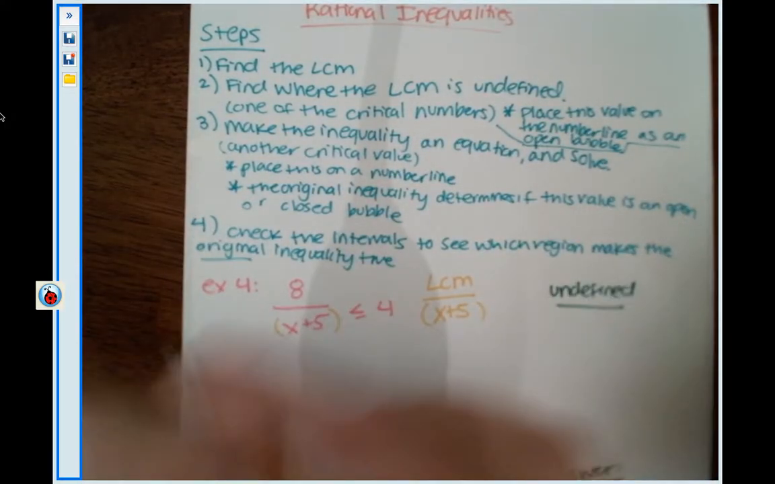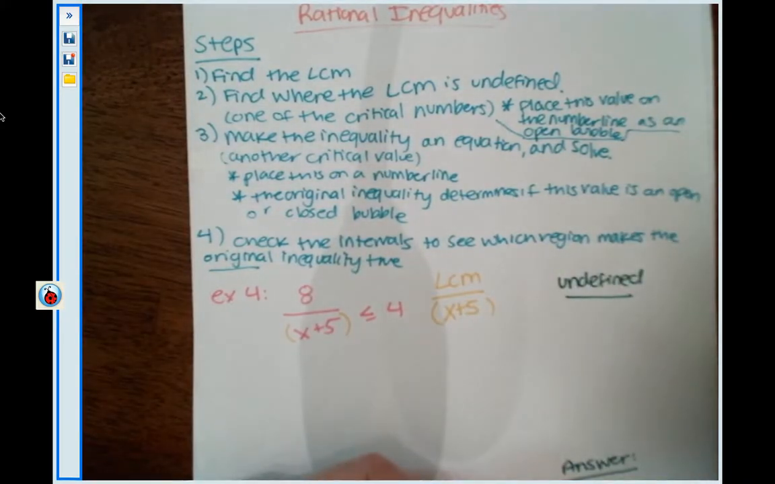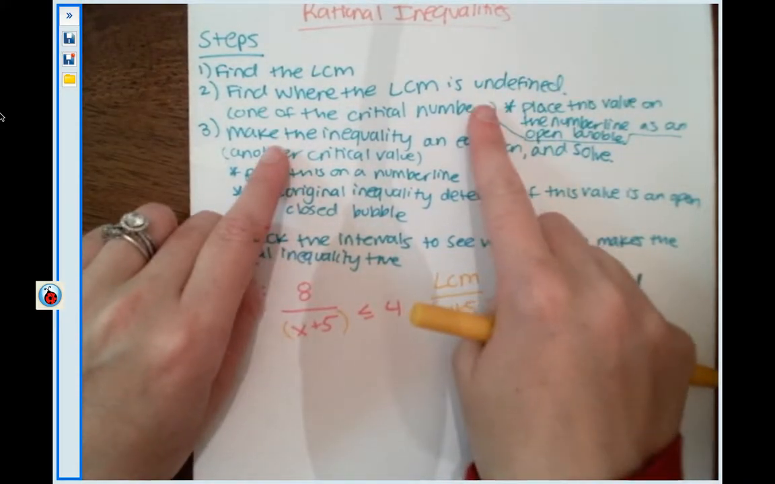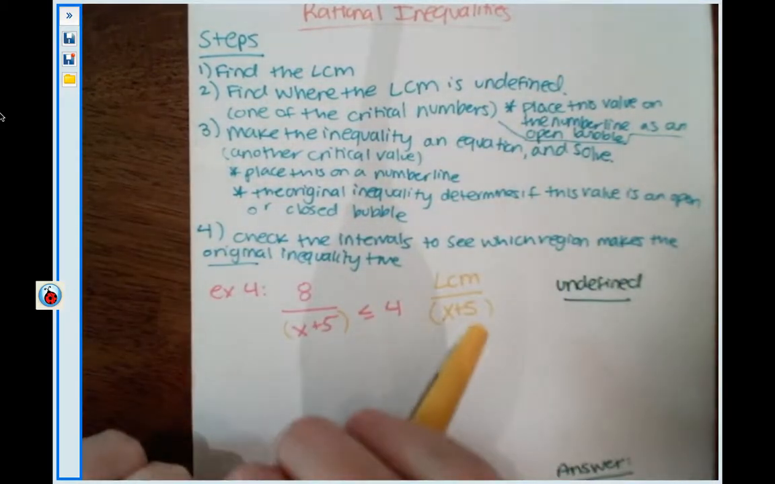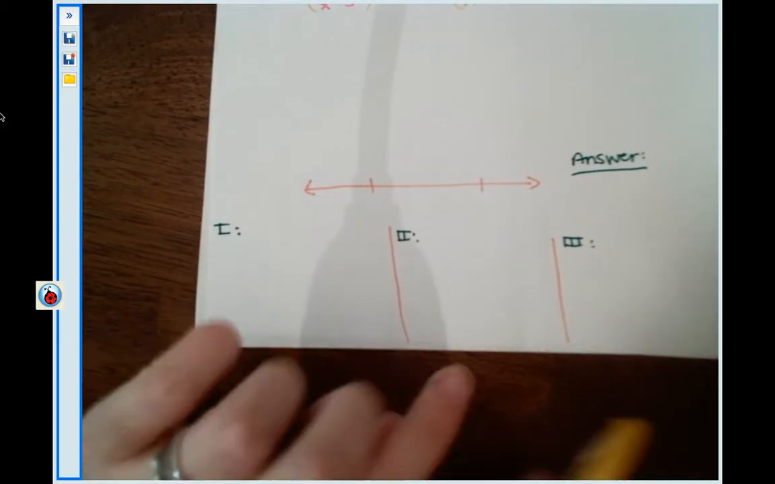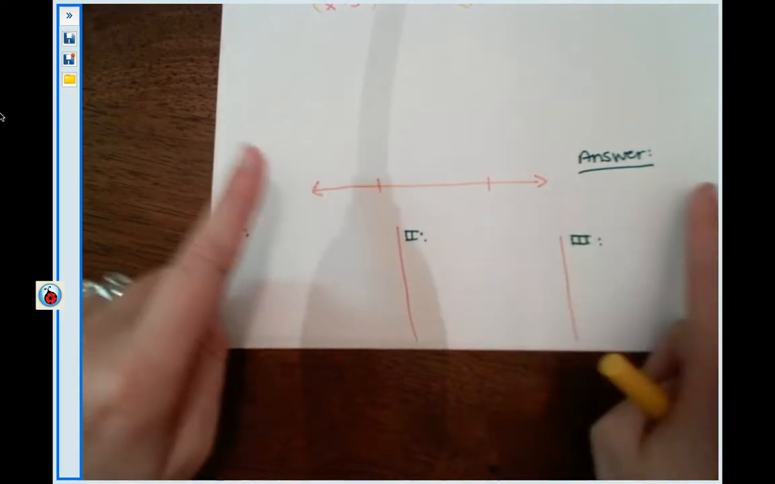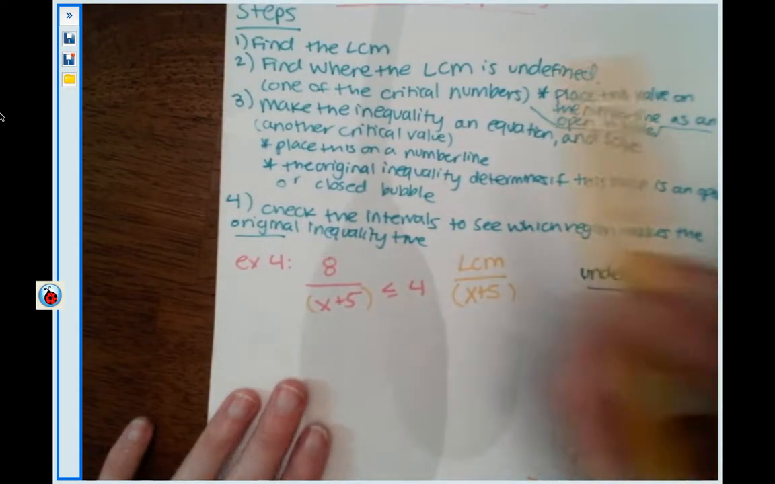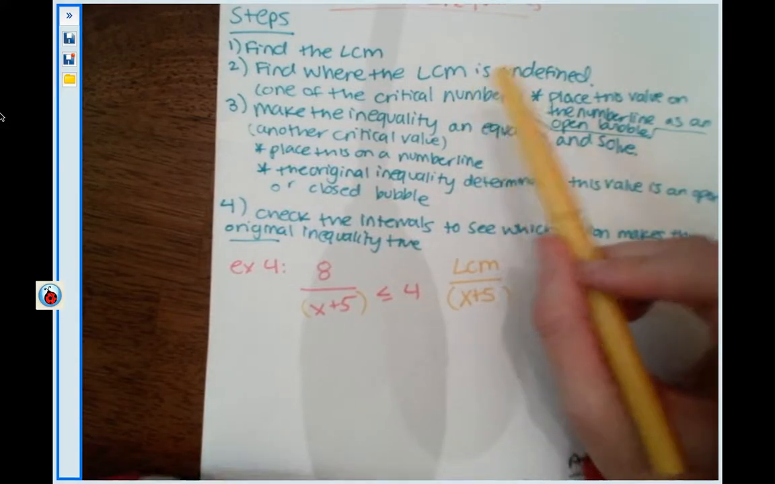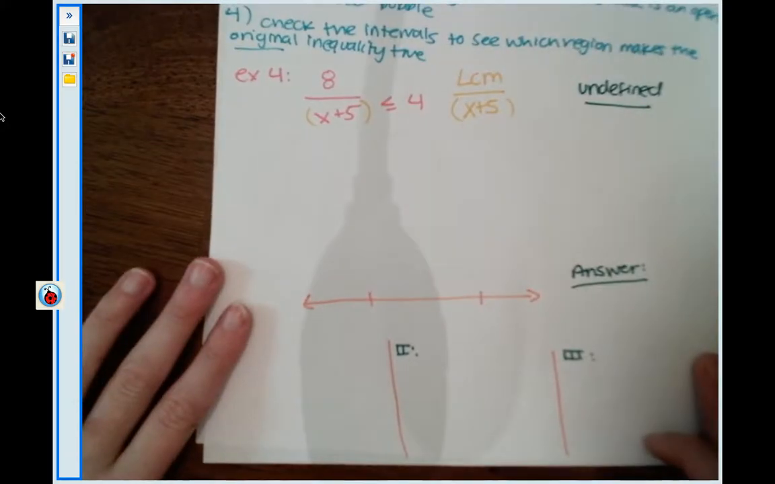Next step says to find where the LCM is undefined, just like what we did before. When we find where the LCM is undefined, this is going to be one of our critical numbers. Critical numbers are going to end up going on our number line. We're going to be finding two different critical numbers that go on our number line, which will help us figure out what our answer is going to be. Our first one is going to be from the undefined. I'll talk about this little tidbit in just a moment.